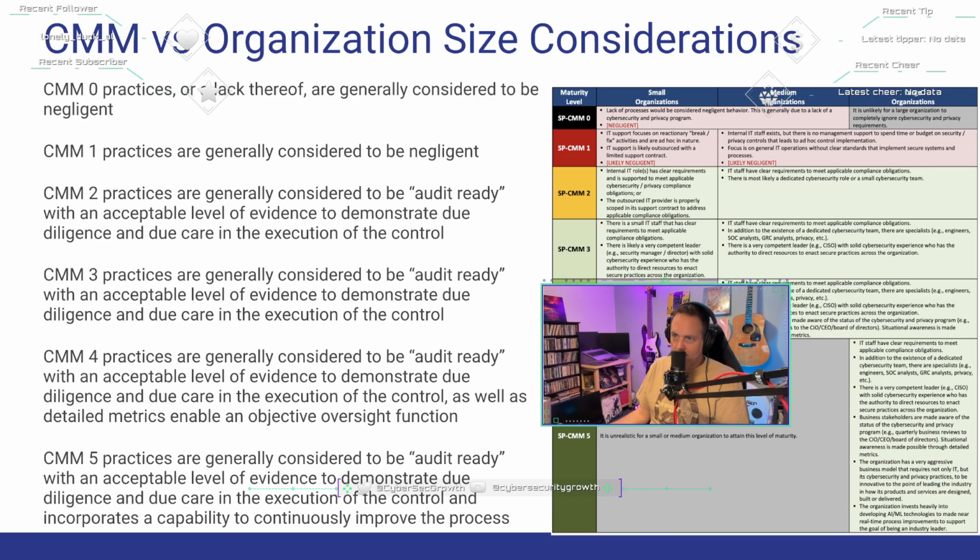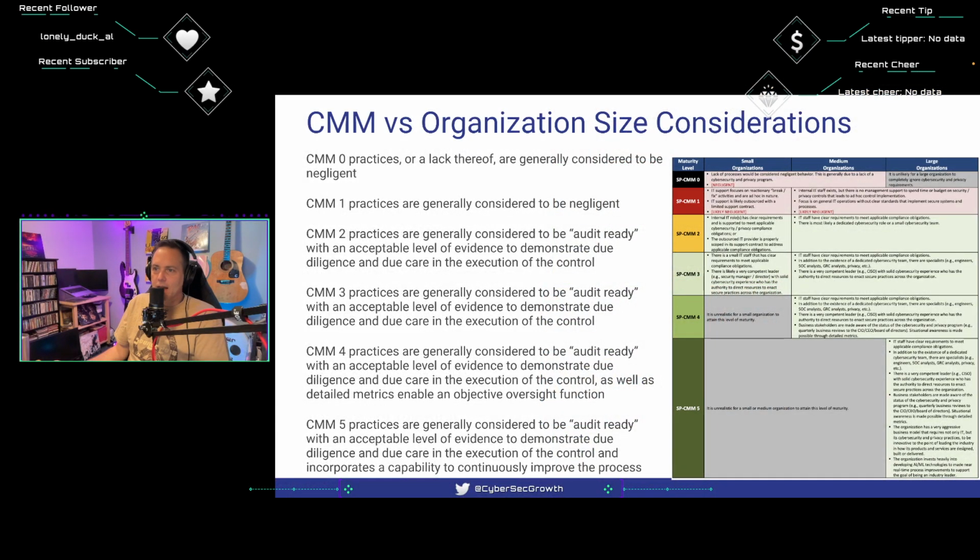CMM3, well-defined. This level of maturity is defined as enterprise-wide standardization, where the practices are well-defined and standardized across the organization. CMM3 practices are generally considered to be audit-ready with an acceptable level of evidence to demonstrate due diligence and due care in the execution of the control. Unlike CMM2 practices that are narrowly focused, CMM3 practices are standardized across the organization. It can be argued that CMM3 practices focus on security over compliance, where compliance is a natural byproduct of those secure practices. This is where things start to get good.